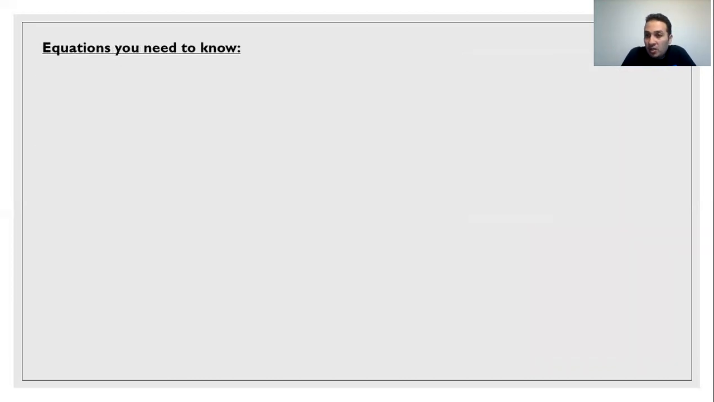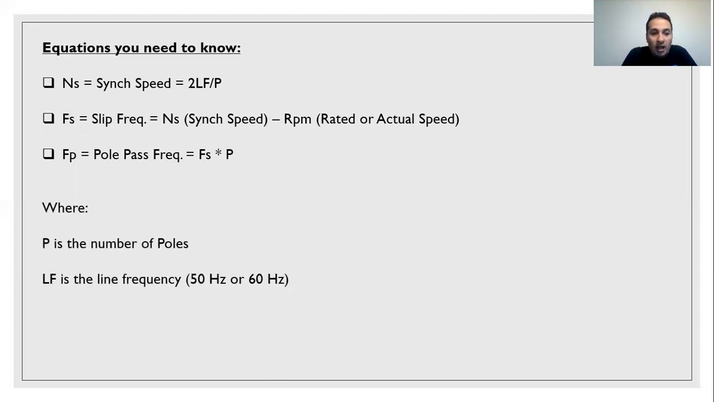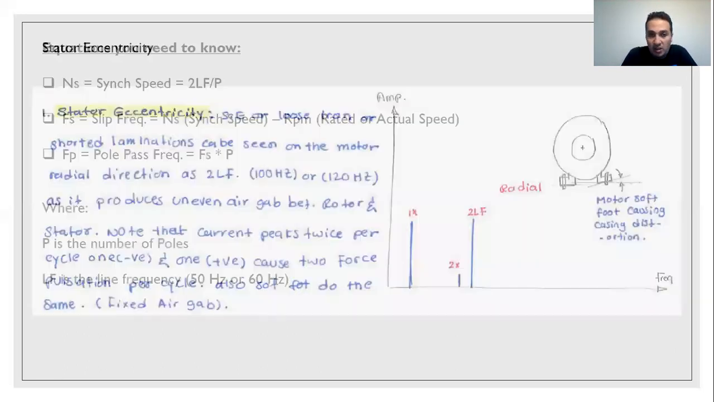There are some basic equations you have to know before doing the analysis of the motor. The first one is the synchronous speed, which is equal to twice line frequency over the number of poles. And the slip frequency, which is equal to the synchronous speed minus the rated speed. And you have pole pass frequency, which is equal to the slip frequency multiplied by the number of poles. P is the number of poles, and LF is the line frequency, which could be 50 hertz or 60 hertz.